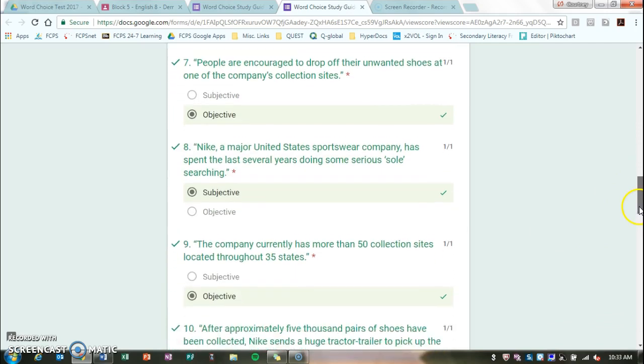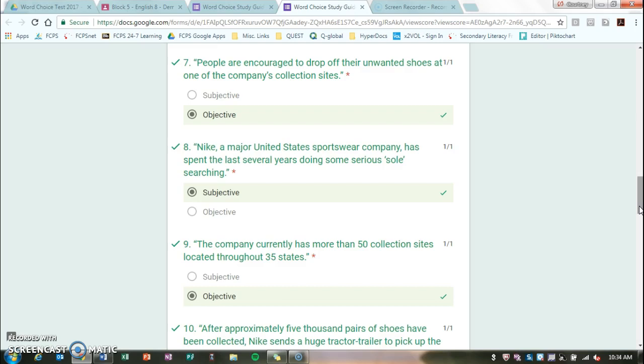Okay, moving on to subjective and objective statements. Number 7, people are encouraged to drop off their unwanted shoes at one of the company's collection sites. This is objective because it can be proven. We could look up the steps to the program or how to drop things off. We could prove this. This is not someone's opinion. This is not someone's assumption.